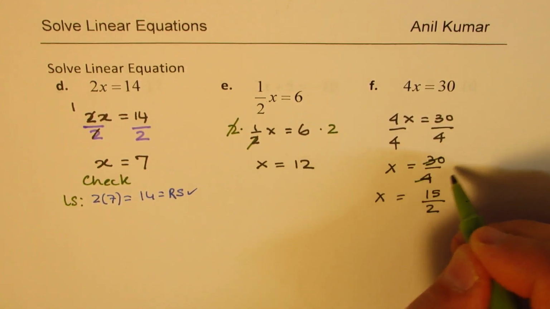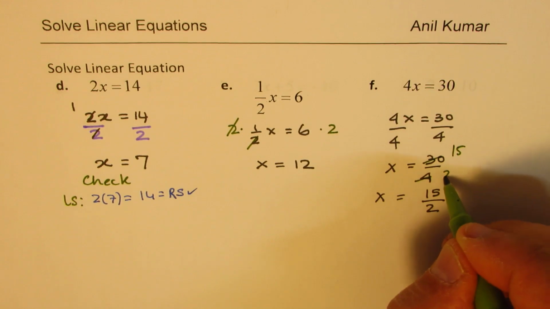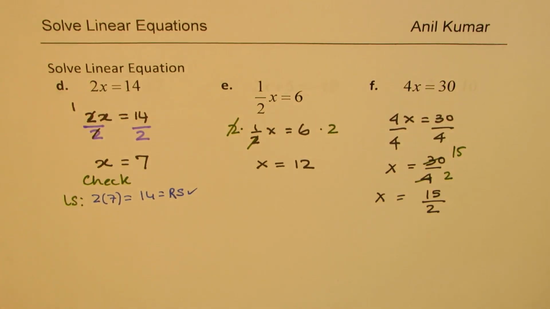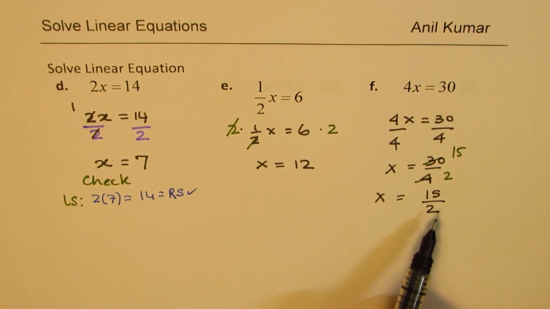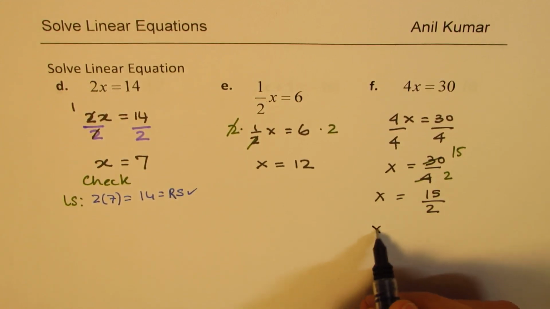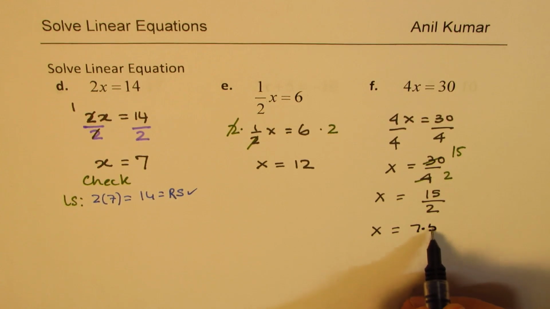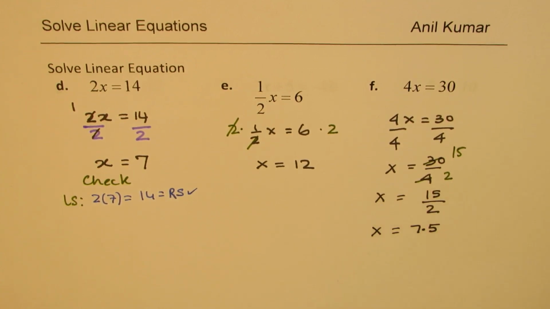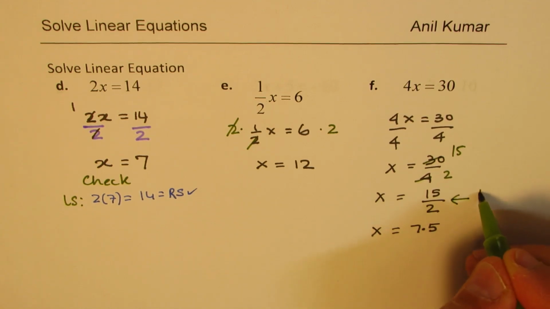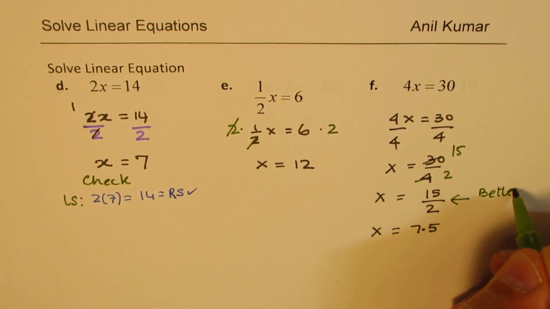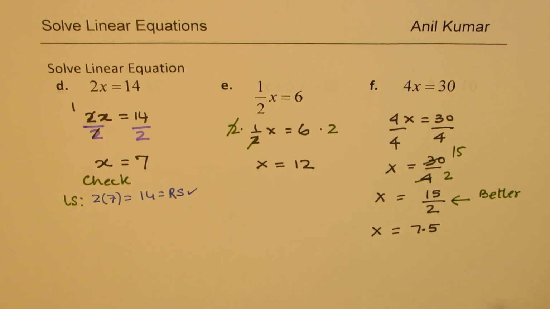So we can divide both by 2. So we get 15 here and 2. That could be your answer. If you write like this, you're writing the answer in fractions, but you could also write this as 7.5. Okay, so both are correct answers. However, most of the time this one is better or preferred. Correct? So if nothing is mentioned, you could write this.